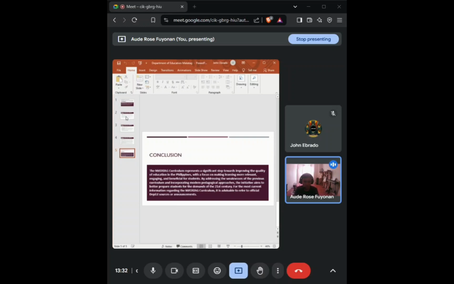And if you want more information regarding the MATATAG curriculum, it is advisable to refer to the official DepEd resources or announcements.